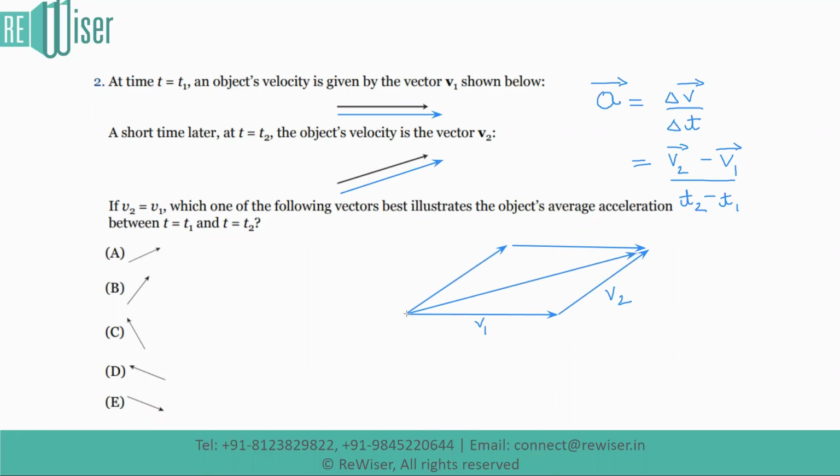But here, since we are actually calculating the difference, that is v2 minus v1, v2 minus v1 is shown by this vector. Remember, this vector shows me the addition, that is v1 plus v2, whereas this vector shows me the subtraction, vector v2 minus vector v1. Hence, I know that option C is the right answer for this particular question. Thank you.